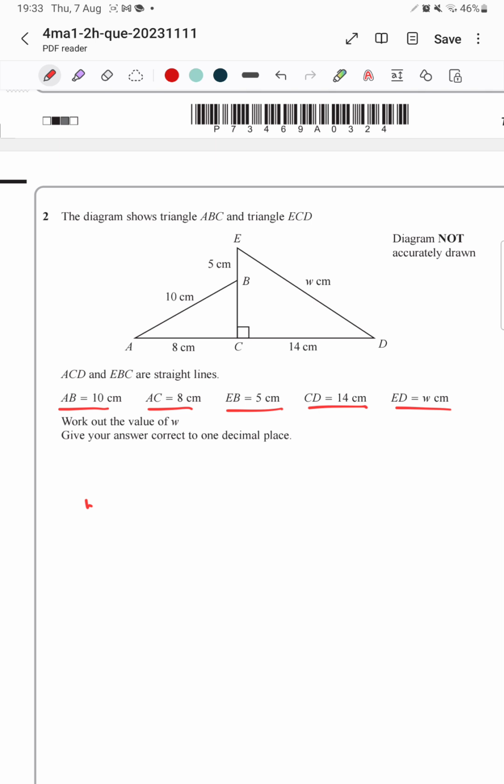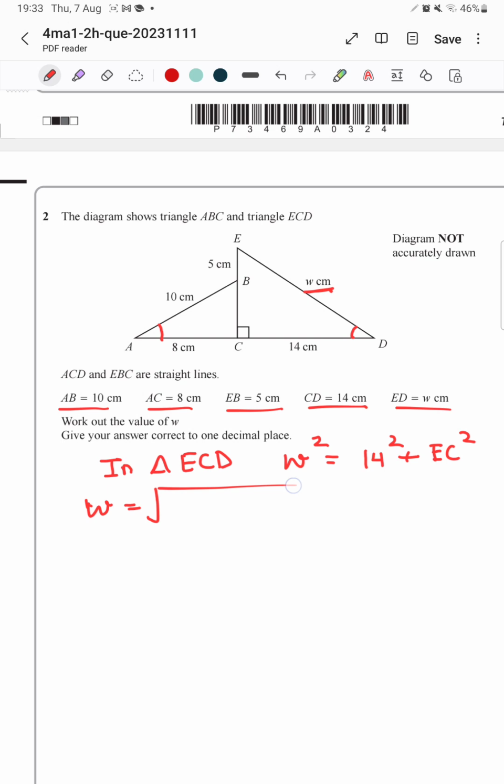Now see here, we don't know any of these angles other than 90 degrees. We don't know any other angle. So we can use only the Pythagoras theorem in order to find out the missing values. We need to find out this W. So if I look at triangle ECD, we need to find out W. So W square is equal to 14 square, which is CD square, plus I need to know EC square. Now here W will be equal to square root of 14 square plus EC square.